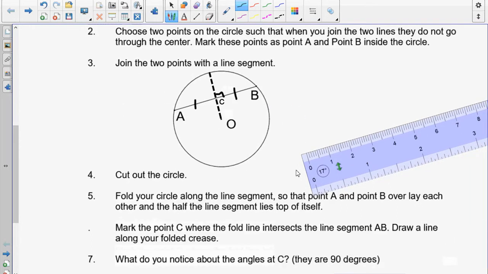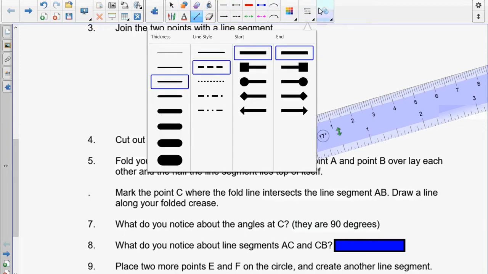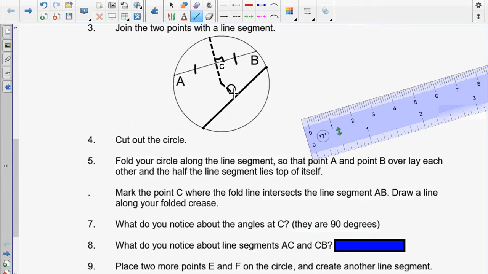Now let's try another one. What if you put 2 more points on here? I'm going to put one here and one over here, and draw a line joining them, just like before. Now, if you fold this, you're going to get a line that goes from here straight down, and it bisects that at 90 degrees also. So this is what you would have found out if you did this. That would be 90 degrees. You'll also have noticed that that line there and that line there are equal.